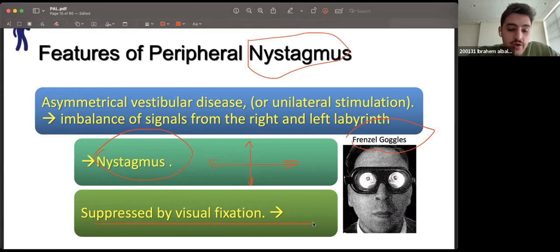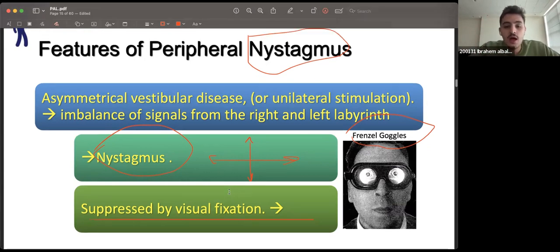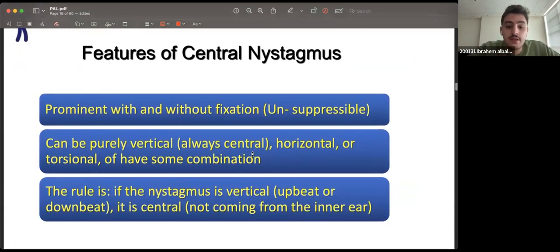Usually peripheral vertigo is suppressed by visual fixation. So if I tell the patient to look at this object and focus on it, the nystagmus will go. So the eye shaking basically will stop. However, if you compare that to the central vertigo, it cannot be stopped. There will always constantly be nystagmus during the episode, and it can be vertical. Okay, so this is one important differential. Okay, when it's vertical, it's most likely central.